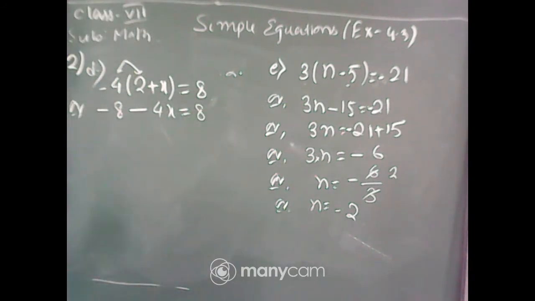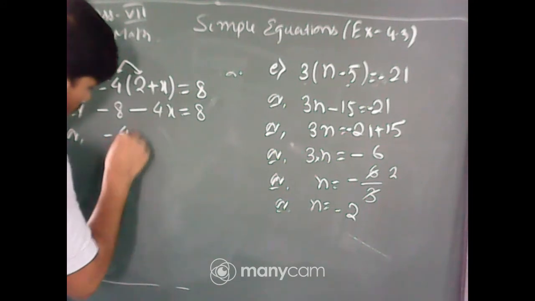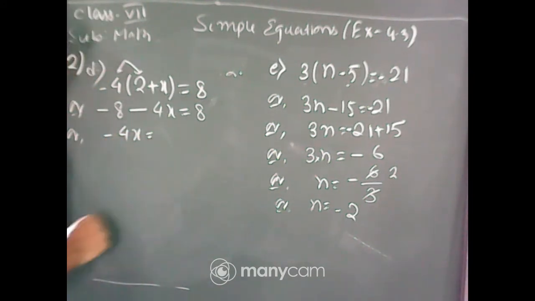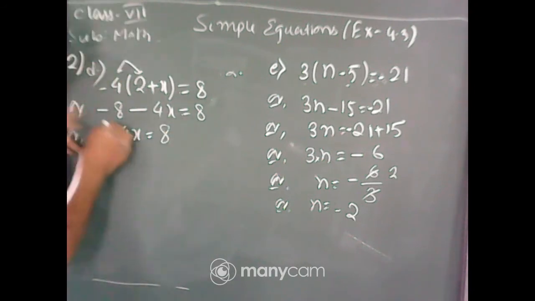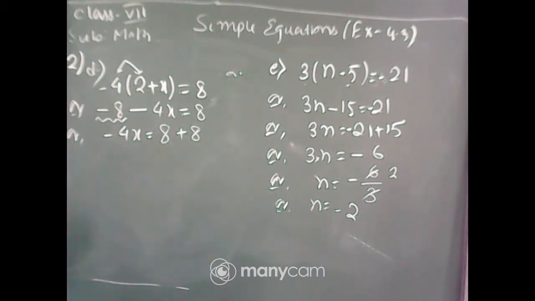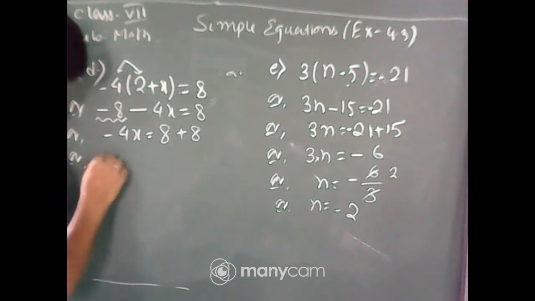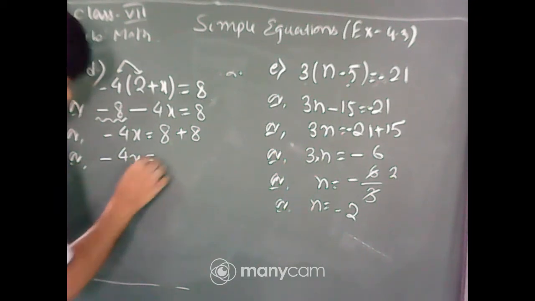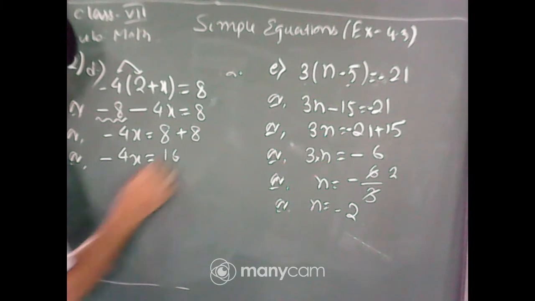Now tell me, do you have any problem here? Have you faced any problem? No. Okay. That means minus 4x is equal to 8 was there, and now we shift this minus 8 from the left hand side to the right hand side. So its sign will be plus 8. That means minus 4x is equal to, now look, 8 plus 8, we know it is 16.